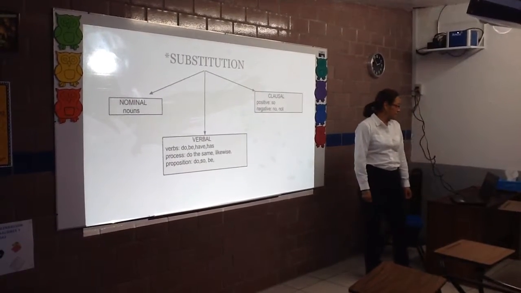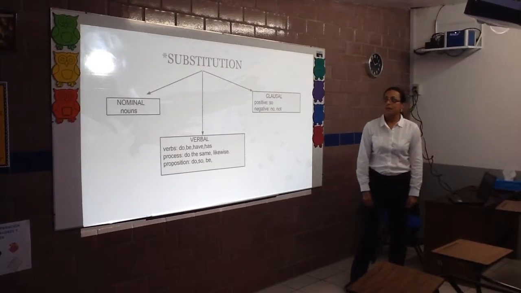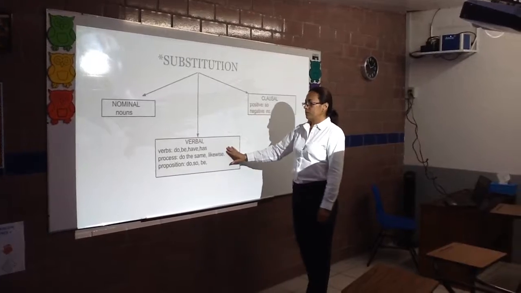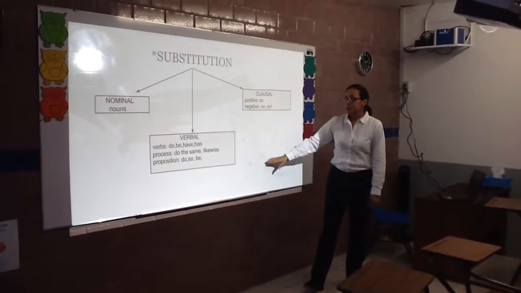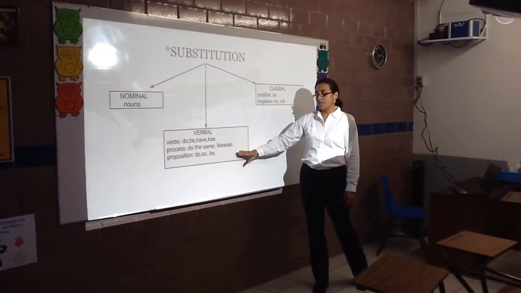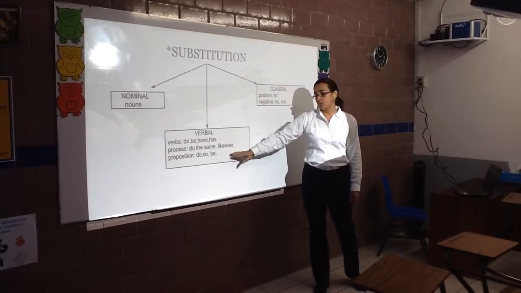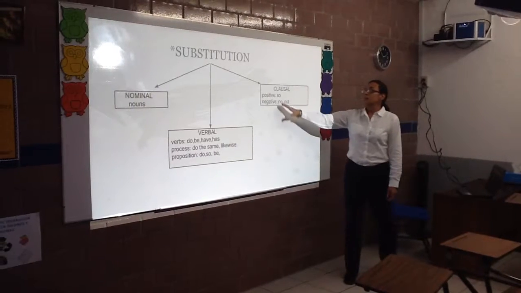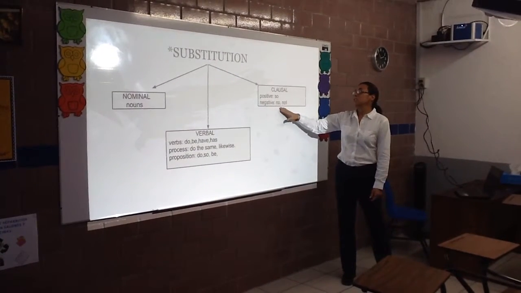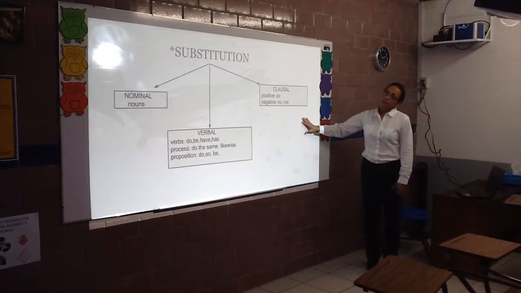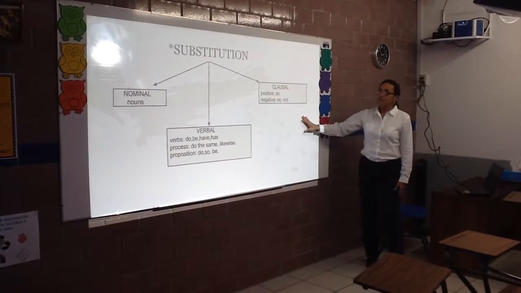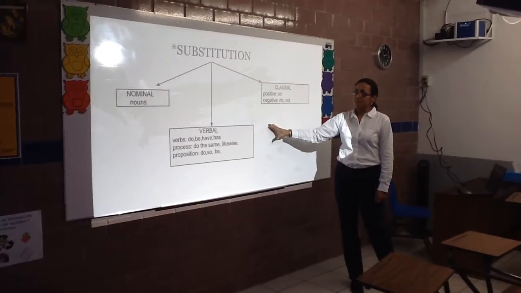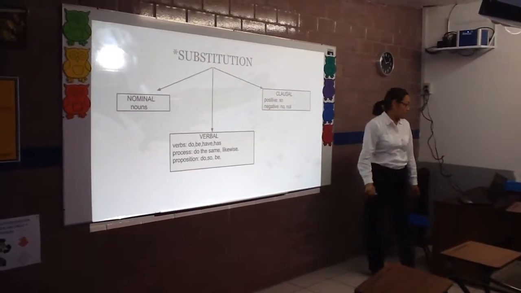We also need to find substitutions in regular reading. Substitutions can be nominal, with nouns; verbal, with verbs: do, the process do the same, likewise; and propositions, we have do, so, and be. In clausal, we have positive, so, or negative, not. In writing, it's usually common to find these substitutions, and we identify them very easily.